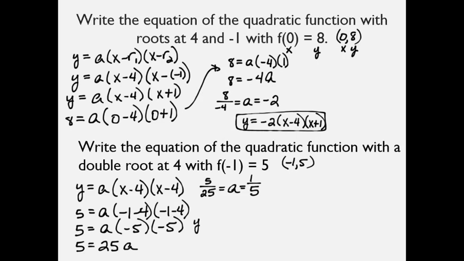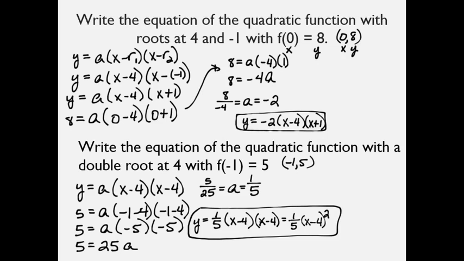So now that I know a, I can write the equation. I have y equals 1/5 times x minus 4 times x minus 4. And if you want to, you can write it 1/5 times x minus 4 squared, because that's the same as x minus 4 times x minus 4. But either one of those would be a correct answer to this question.